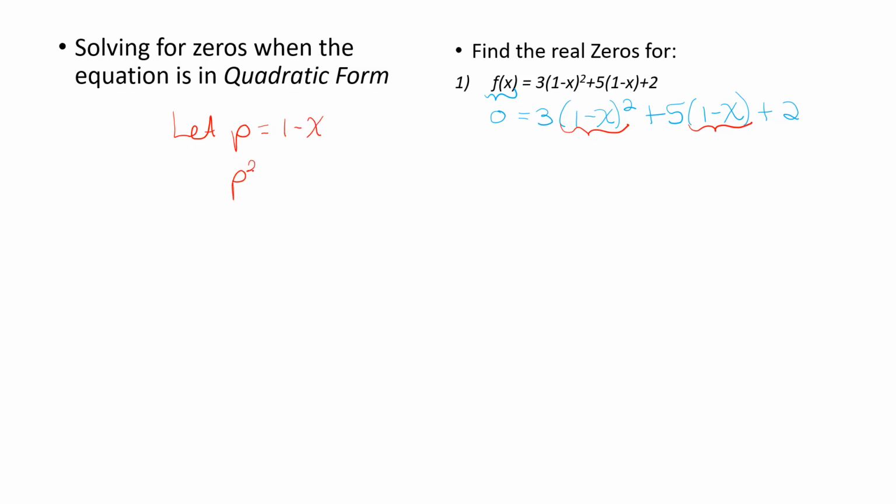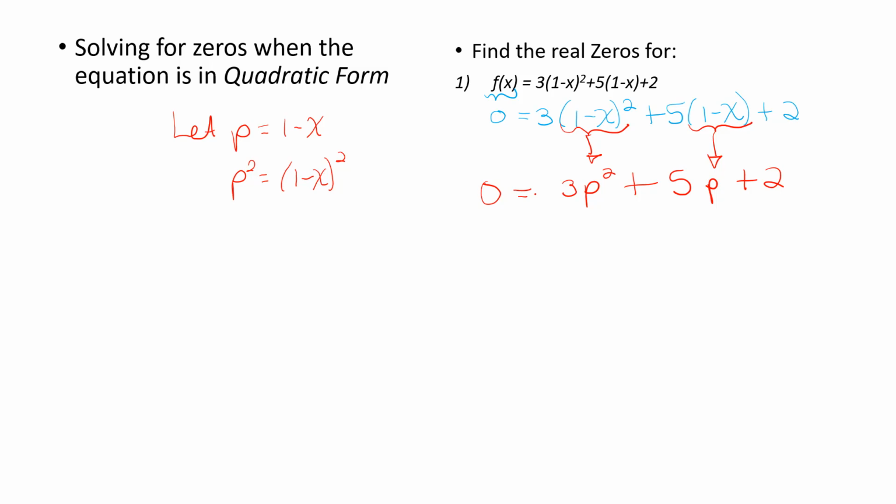That means P squared is going to be (1 minus x) squared. So this right here can become a P squared. So we have 3P squared. And this right here can become a P. So we have 5P. And then we have plus 2. And this all equals 0. Now it's a normal quadratic that we can actually solve using quadratic formula, factoring, whatever you would like.